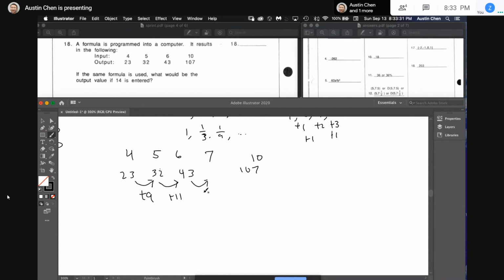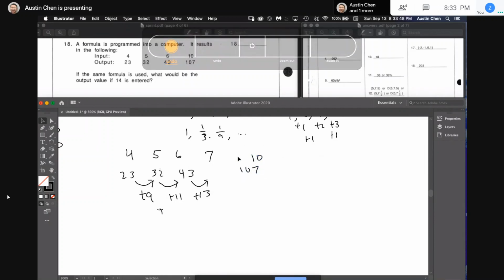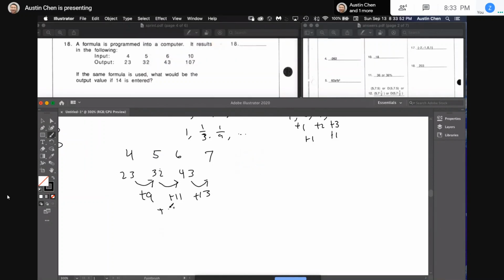So on our 7th number, if this were quadratic, then our increasing amount would have to increase by 2 every time, right? So if it's quadratic, we're checking, the increasing constant has to increase by 2 every time.